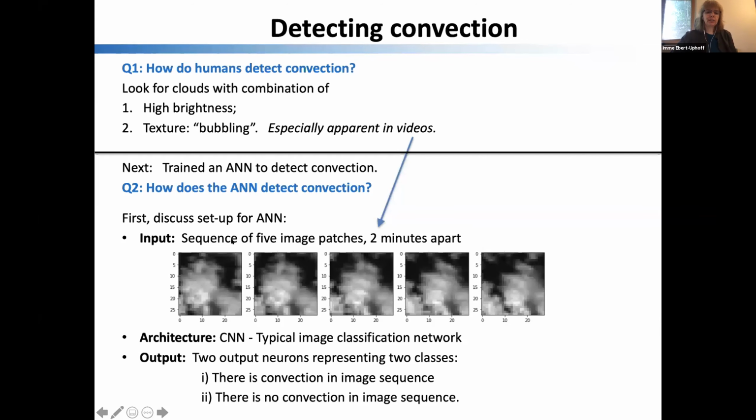So we feed in a single sample, always a sequence of 5 images that are 2 minutes apart. So 0, 2, 4, 6, 8 minutes at the same location. And we just use a classic image classification network with only 2 output nodes. One is there is convection, the other one is there's no convection.